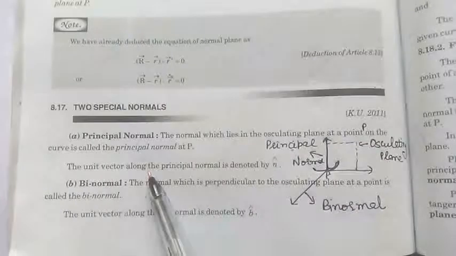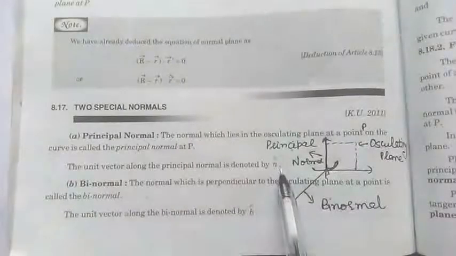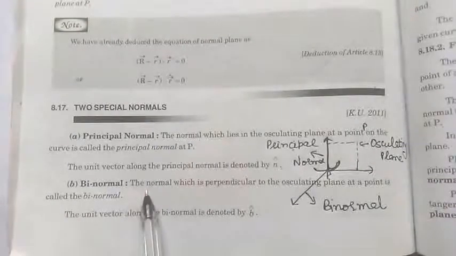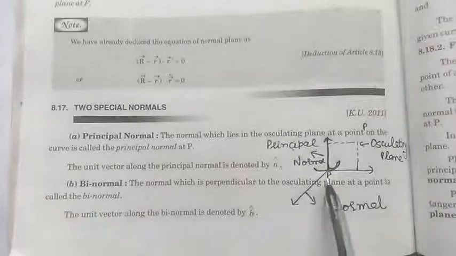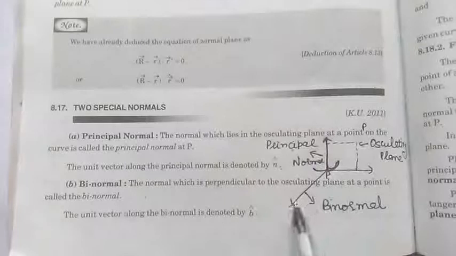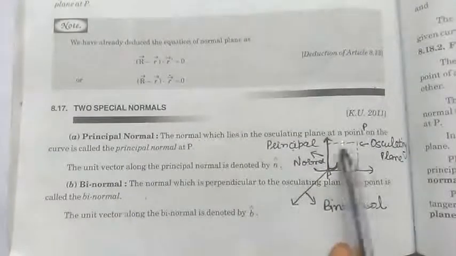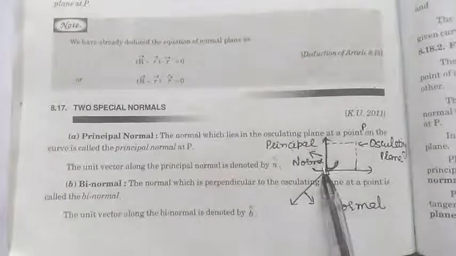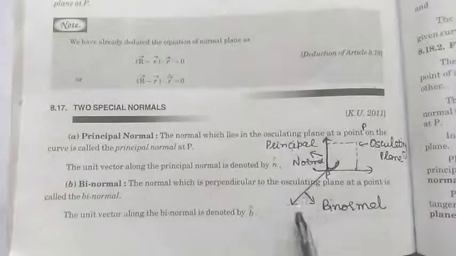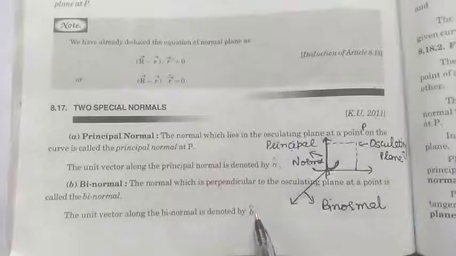And the unit vector along this principal normal, that is generally denoted by n cap. Next we define binormal vector. Binormal is the normal which is perpendicular to this plane. This is osculating plane and the vector which is perpendicular to osculating plane. So this vector, this is perpendicular to osculating plane at the point P, and this is called binormal. And along the binormal, the unit vector is denoted by B cap.